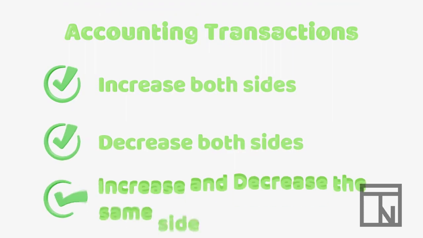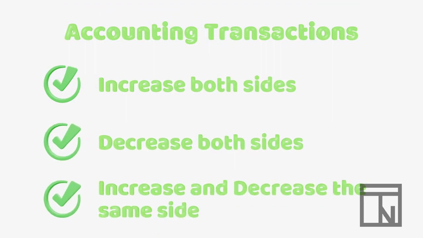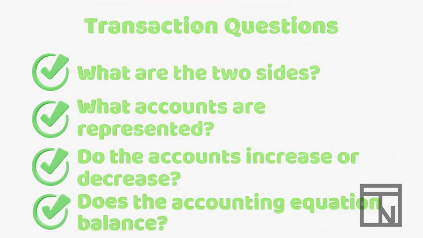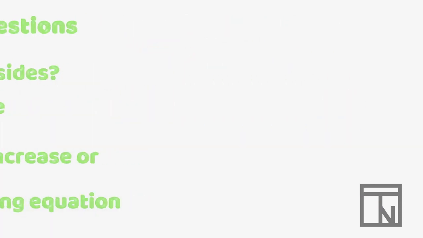Second, the movement of these two parts of the transaction will either increase both sides of the accounting equation, or decrease both sides, or increase and decrease the same side. This way, the accounting equation will always stay in balance, just like a scale. There are a few questions that you can ask to help you along the way in analyzing an accounting transaction. Today, we learned 4 of them. First, what are two sides of the transaction? Next, what accounts are represented by these two sides? Then, do the accounts move up or down? And finally, does the accounting equation still balance when I'm done?